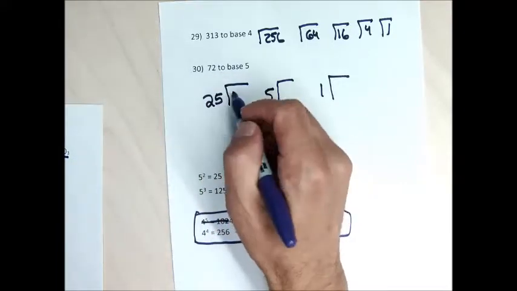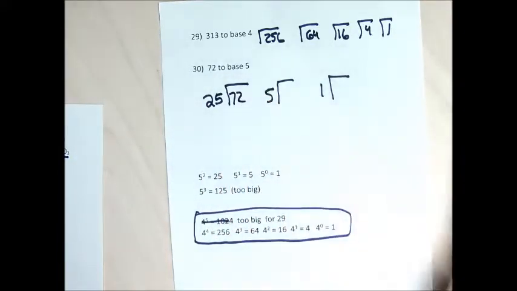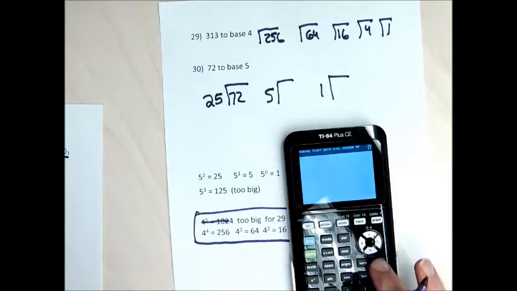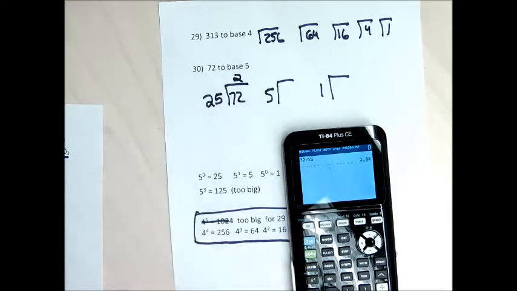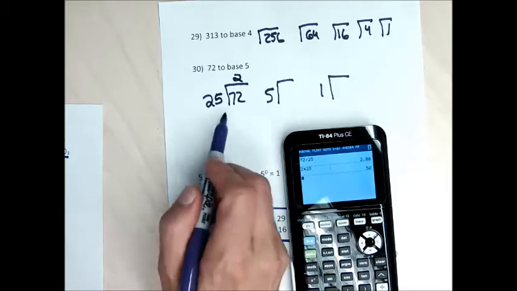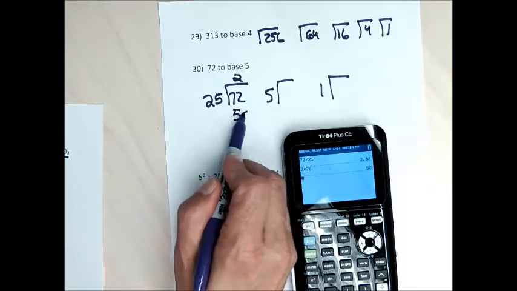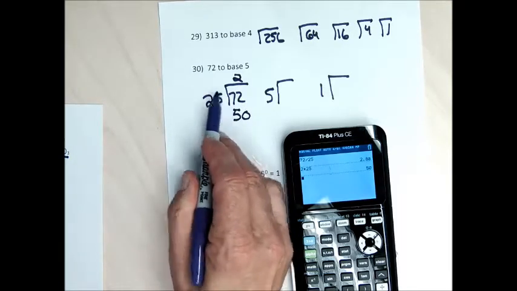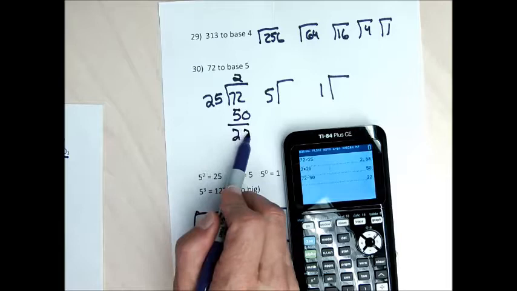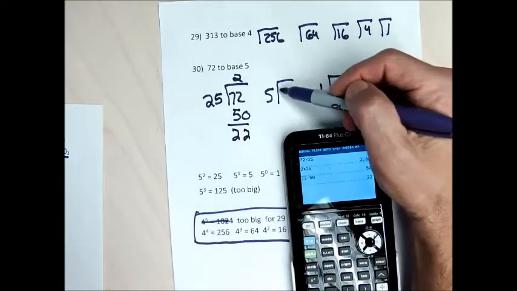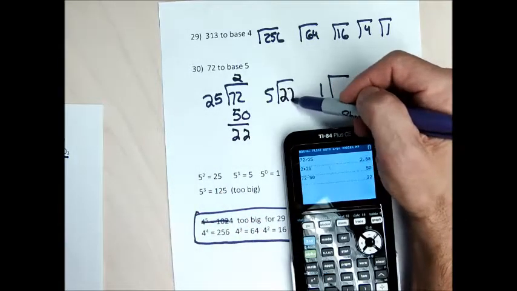I'm going to take the 72, put it under, and start off by going 72 divided by 25. That gives me 2 point something. I'll put a 2 up front. I'm going to multiply that 2 by the 25, and it'll go 2 times 25 is 50, and then 72 minus 50 is 22. Carry my remainder over. It's bigger than this 5, so I can throw it under here.